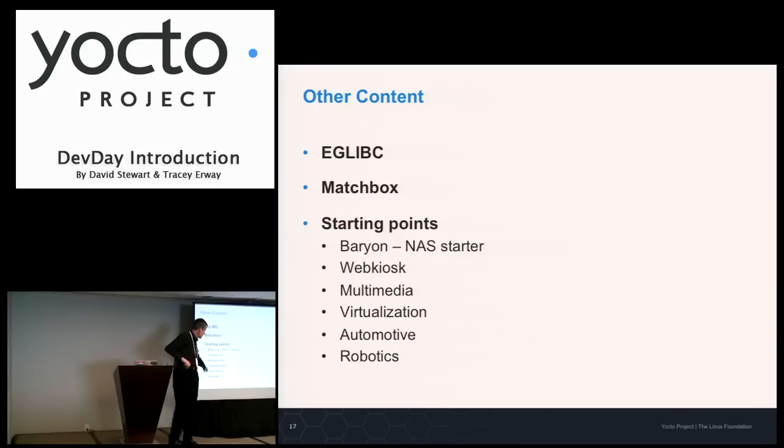We also have a number of starting points that we've developed so that you don't have to start with those five footprint sizes I talked about. We actually build on those to things like Baryon, which is a starter kit for network-attached storage. So if you want to do a NAS, start with Baryon. That's a layer on top of, probably minimal, I'm guessing, because it's headless, has web-based administration, has all of those things built in. You add a BSP layer, away you go.